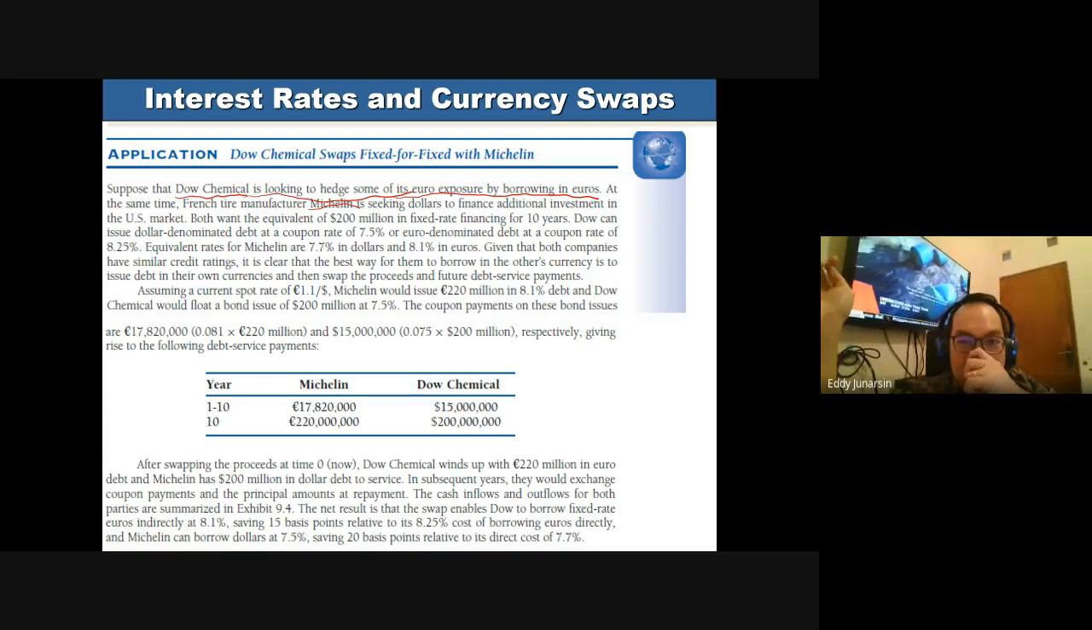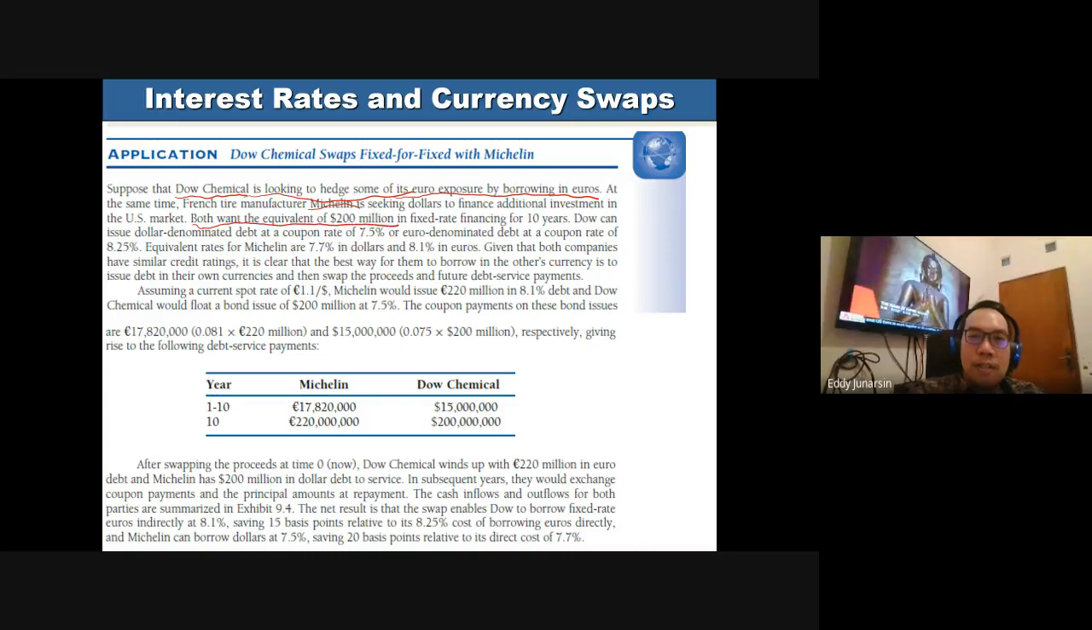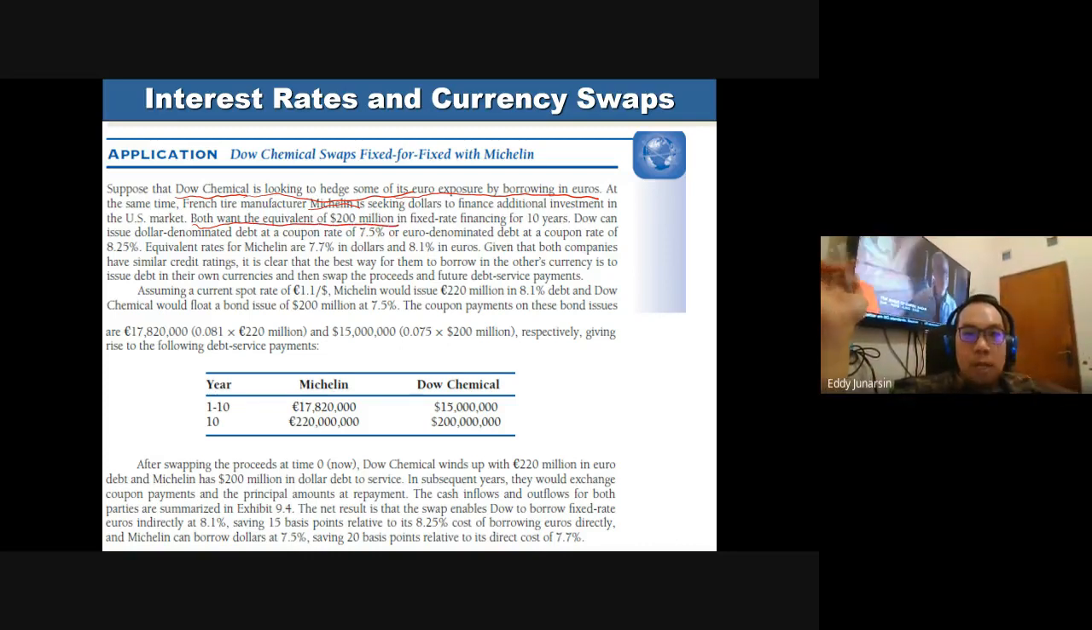The company Michelin is going to the US. So you see that they have that reverse destination there. So Dow Chemical, an American company, is going to Europe, right? And on the other hand, Michelin, a European company, a French company, is going to the United States to start its operation, right? So let's suppose that both want an equivalent $200 million, right? So both want to have fixed rate debt, right? Fixed rate bond or fixed rate debt for 10 years.